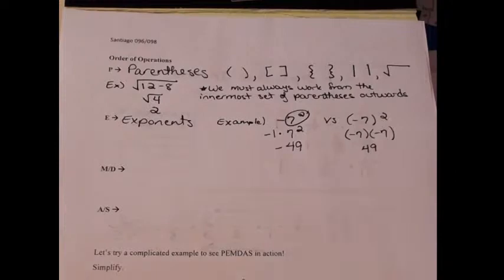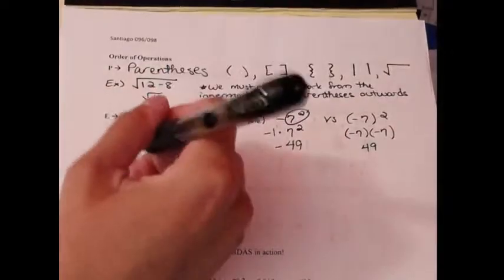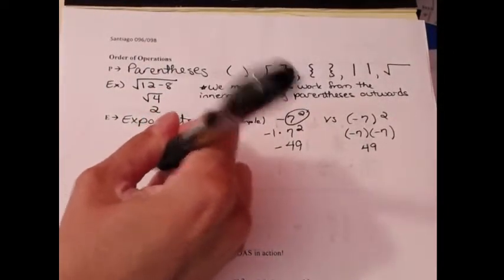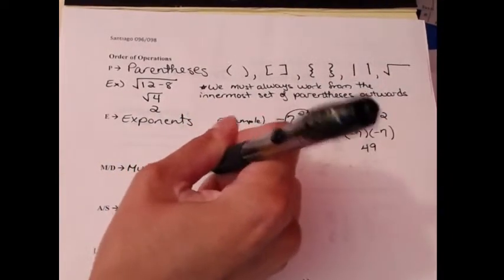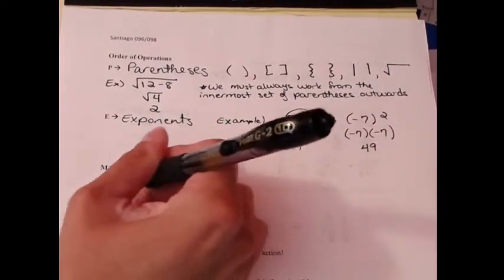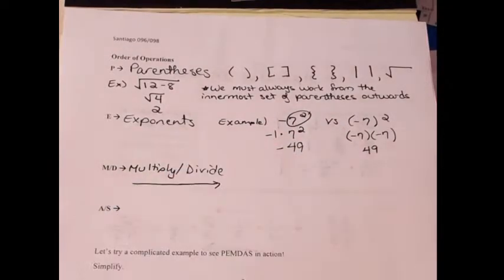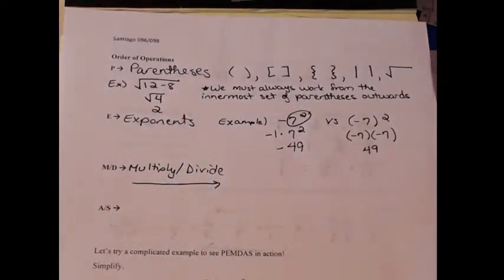Okay, perfect. So after this, notice we have M/D. Essentially what this says is we are going to multiply or divide from left to right. What I mean by that is if division comes before multiplication and they're butted up against each other back to back, then you're going to divide before you multiply. Here's an example.